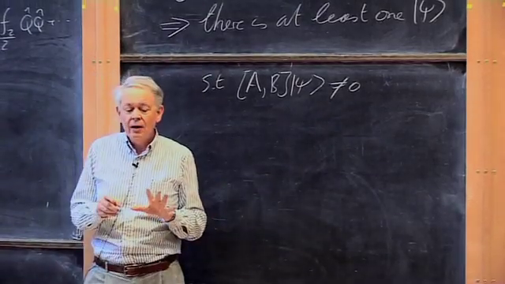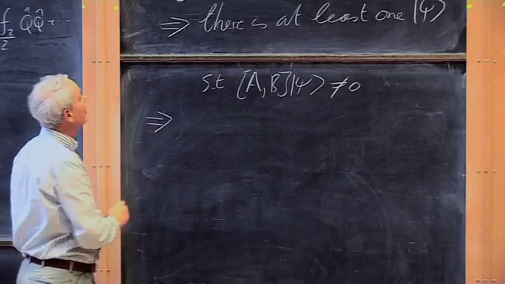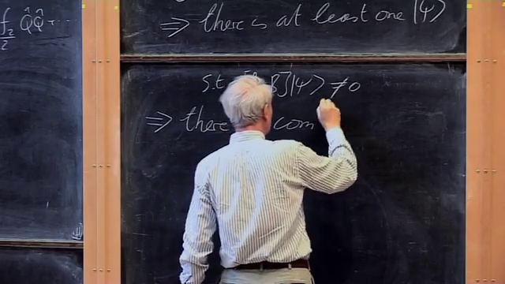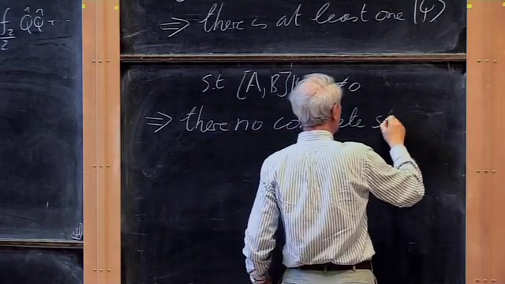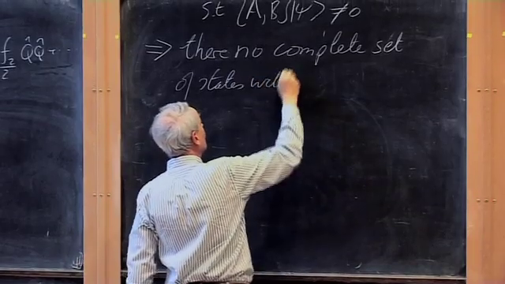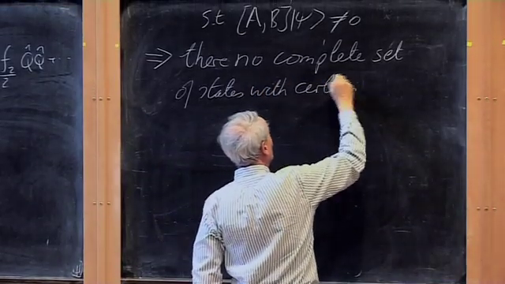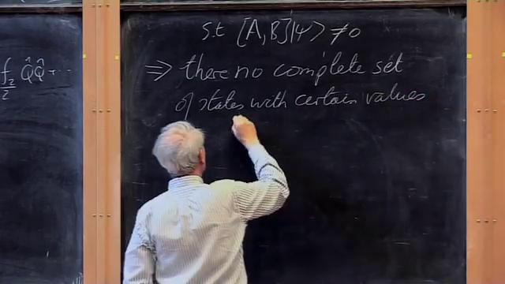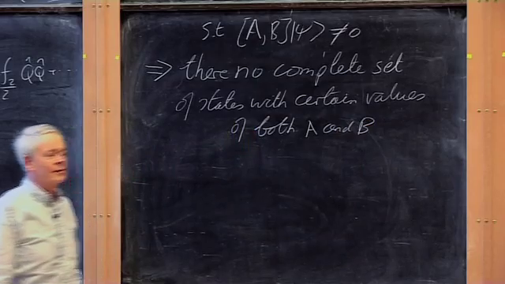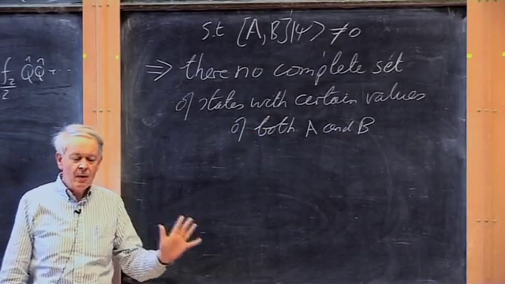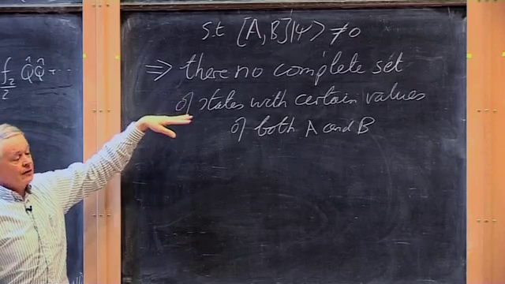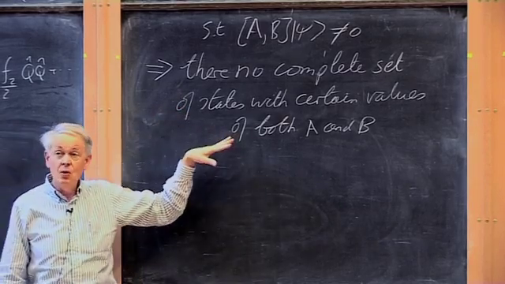So what does this imply? It implies that there is no complete set of states in which they both have definite values. So it's a very weak and not emotionally striking result that it just isn't a complete set of states in which they both have definite values. There may be a very large number of states in which they do have definite values simultaneously.